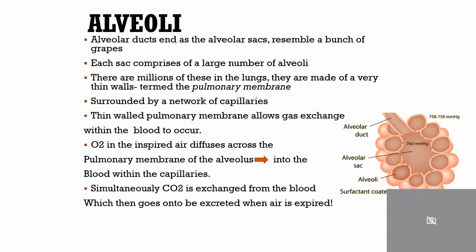They're surrounded by a network of capillaries. These thin-walled pulmonary membranes allow for gas exchange within the blood to occur. The O2 in the inspired air diffuses across the pulmonary membrane of the alveolus into the blood within the capillaries. Simultaneously, the CO2 is exchanged from the blood via that membrane, which then enables it to be excreted when the air is expired.